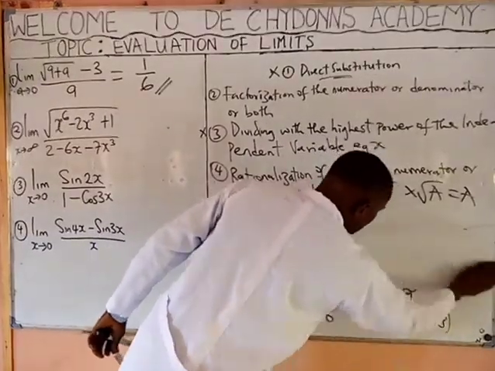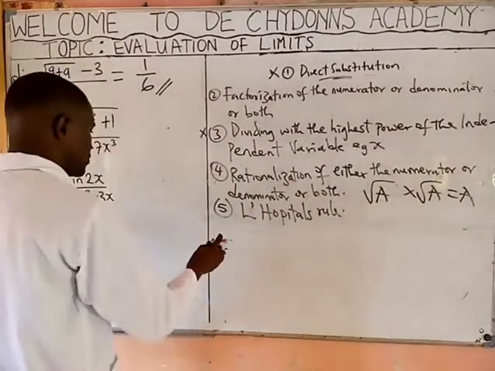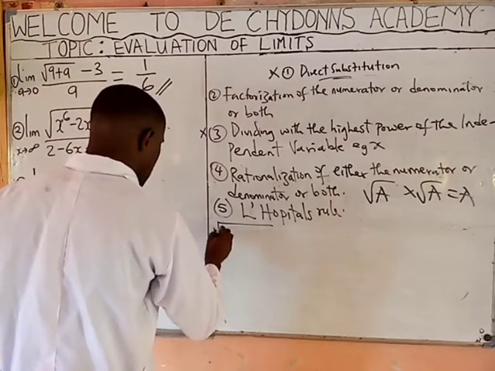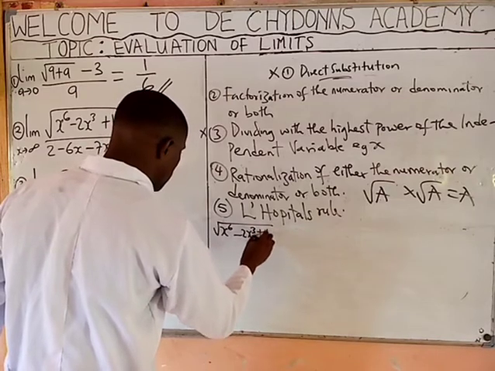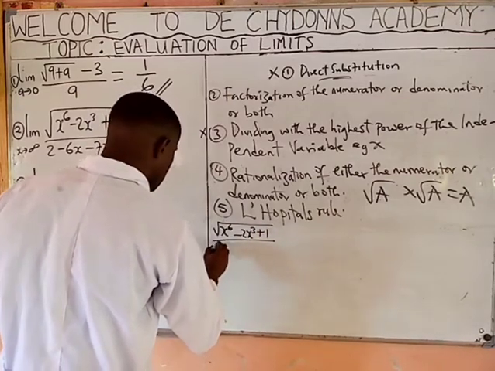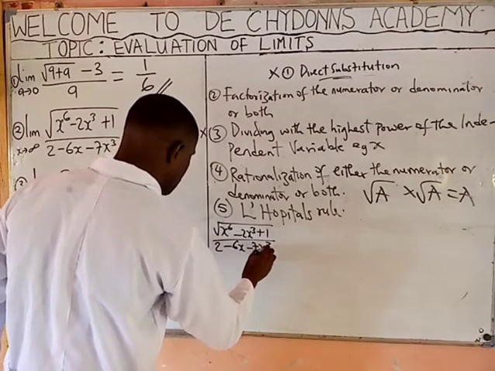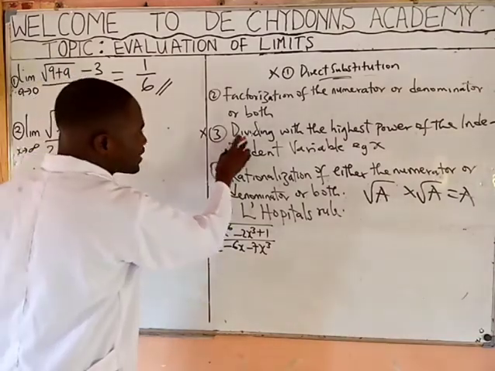Now, what you do is, remember that square root of x squared minus 2x cubed plus 1 all over 2 minus 6x minus 7x cubed. Now, because they say x tends to infinity, use rule number 3.